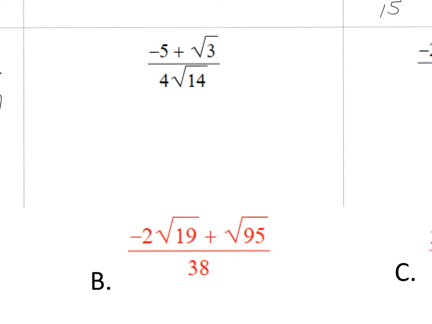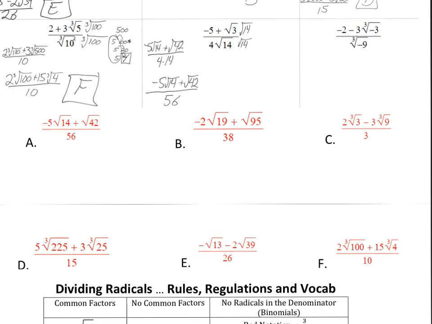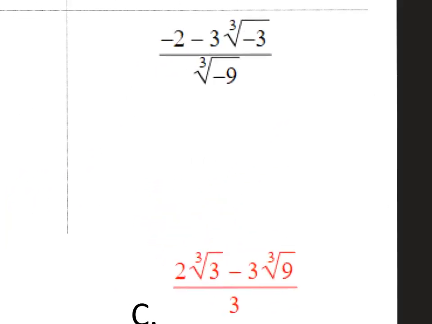Okay, so we're going to multiply the top and the bottom by radical 14. So I have negative 5 radical 14 plus radical 3 times 14, which is 42, over 4 times 14. So that tells me that I'm going to have negative 5 radical 14 plus radical 42 over 56. Well, that's already one of our answers, isn't it? Yeah, so this one is A. Okay, very last one. Try it out.